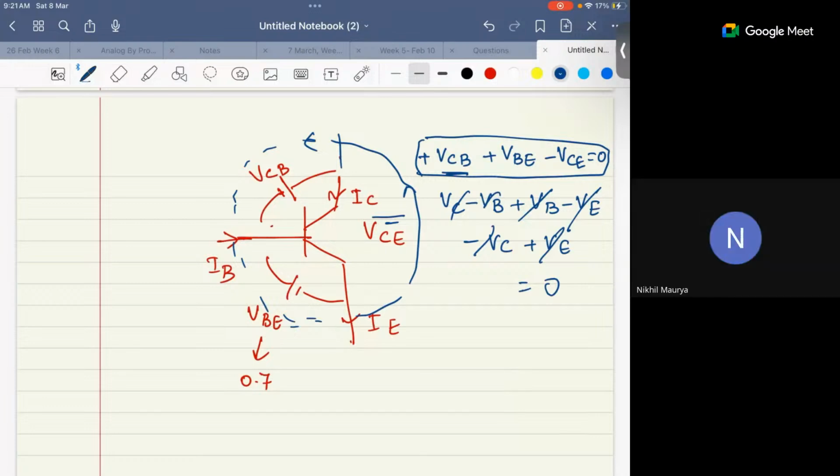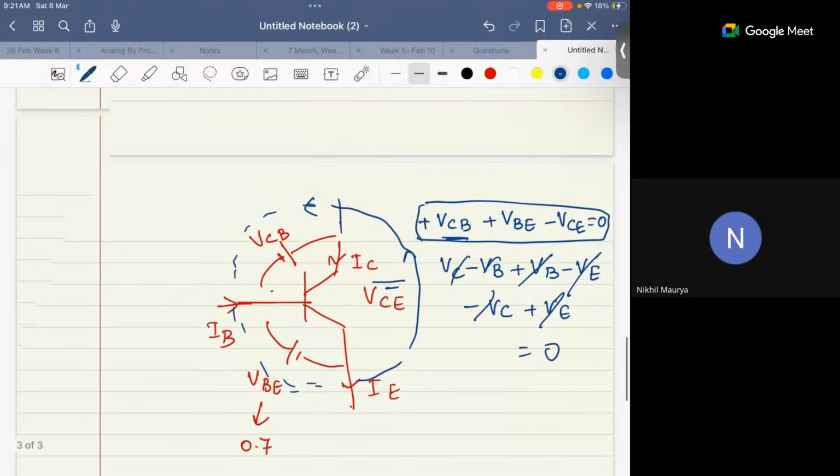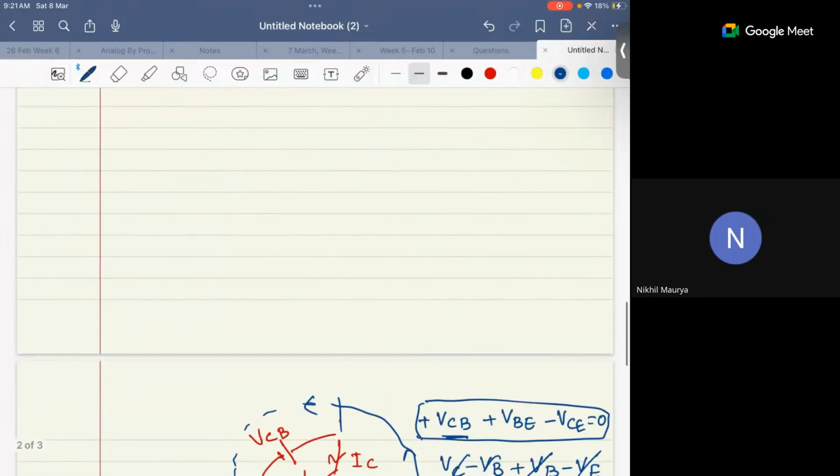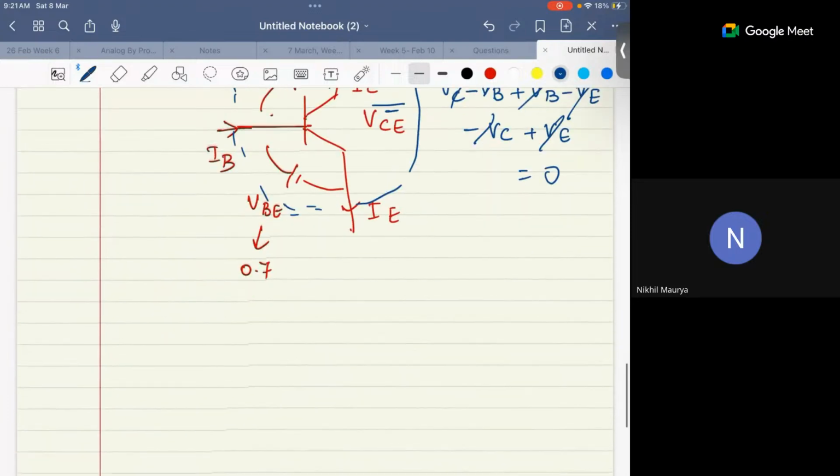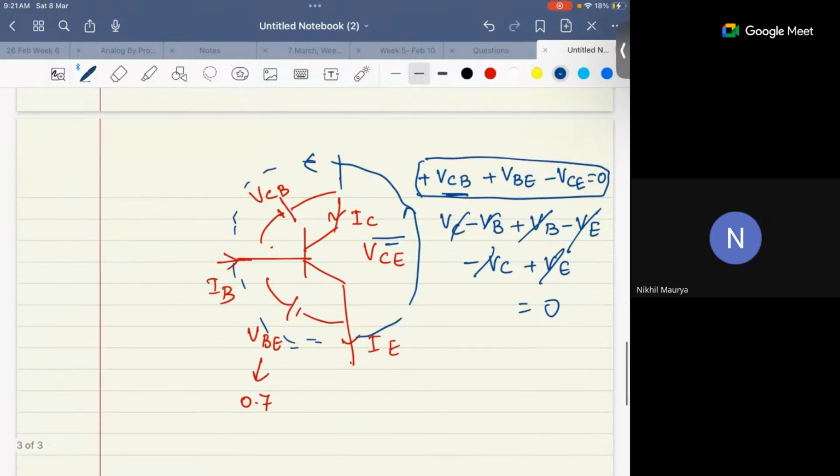I hope all the terms we have discussed are clear. Any confusion in this? No, right? At least in terms of what is collector current, emitter current, base current, and the potential across any of the diodes, any of the junctions.